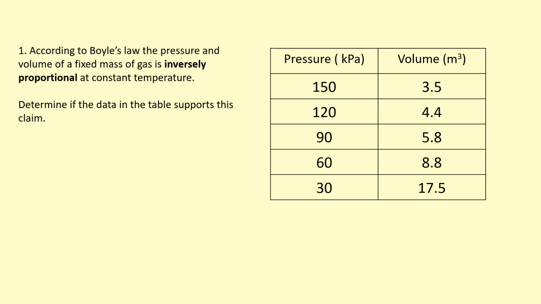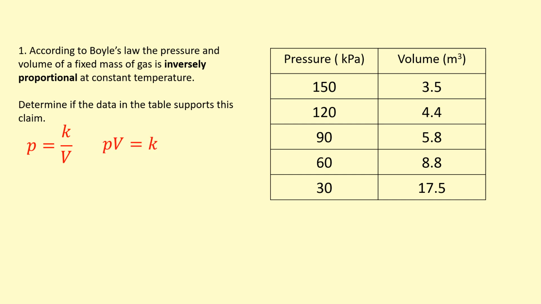In this example, according to Boyle's law, the pressure and volume of a fixed mass of gas is inversely proportional at constant temperature. Determine if the data in the table supports this claim. Okay, we're testing if pressure and volume are inversely proportional, which can be written like so. And you can turn that into an equation by putting an equal sign and a constant like k. So I'm going to rearrange this to make P times V equal to some constant.